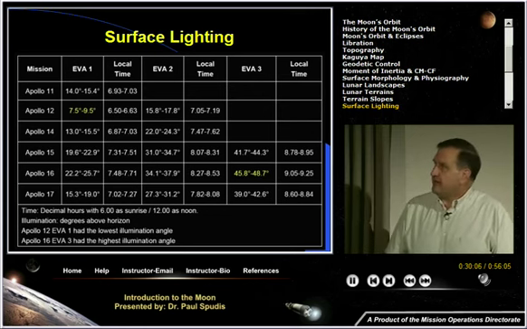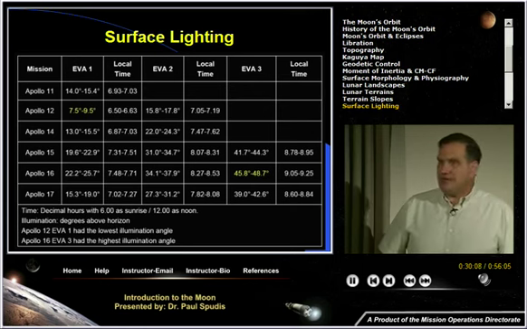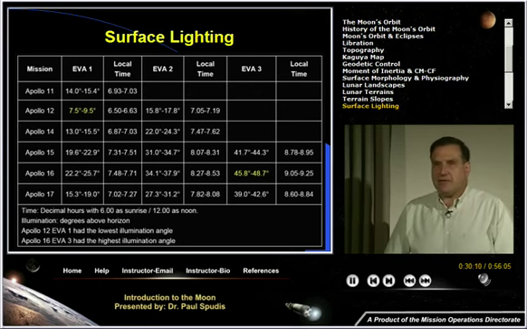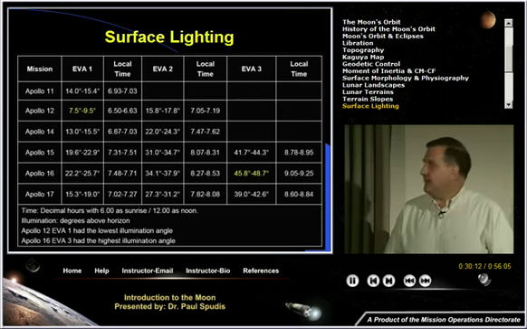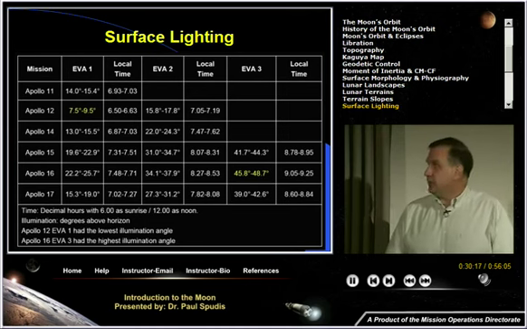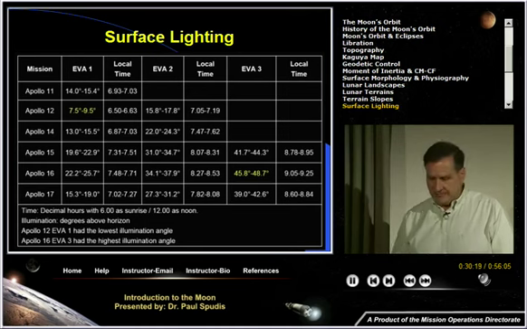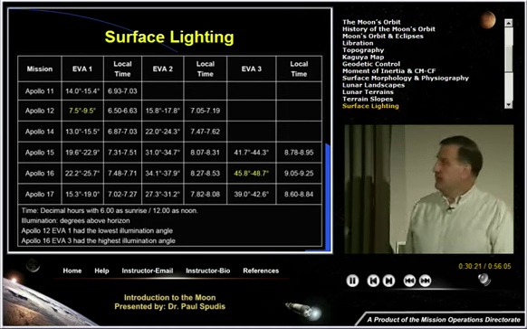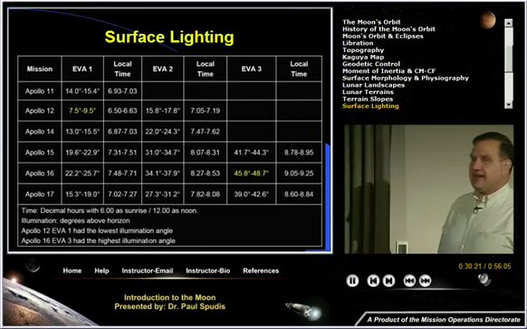And what you find is that the sun was lowest in Apollo 12, EVA-1, where it was about 7.5 degrees above the horizon at the beginning of the EVA. It was highest at the end of EVA-3 in Apollo 16, where it was almost 49 degrees above the horizon. Now, what does that look like? Well, effectively, here are two images taken at those two times.